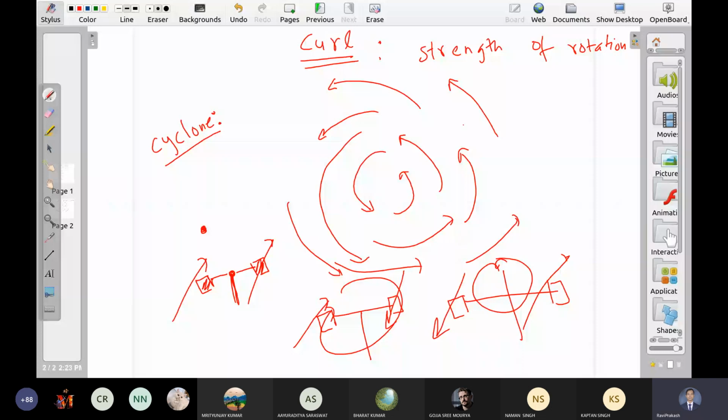If this pedal wheel is rotating, it means there is a cyclone. If you put the pedal wheel right at the center of the cyclone, it will rotate at very high speed. So using the angular velocity of this pedal wheel, you can quantify the strength of the cyclone. Curl defines the same thing. So how can curl tell you the strength of the rotation? The idea is quite simple.